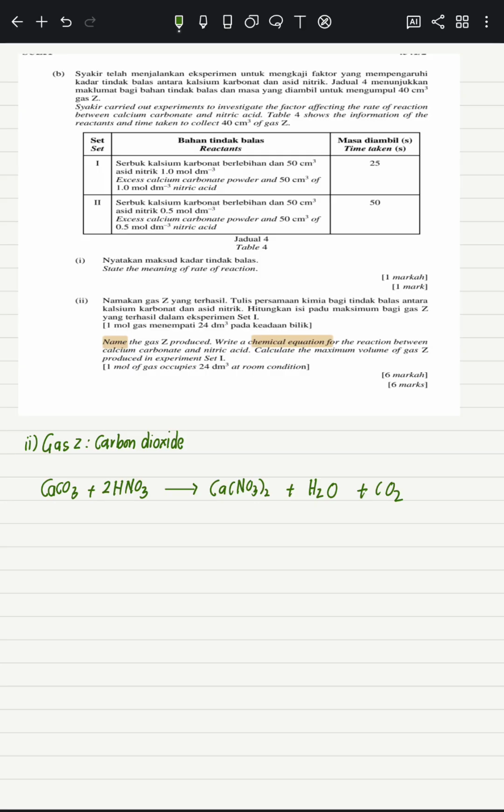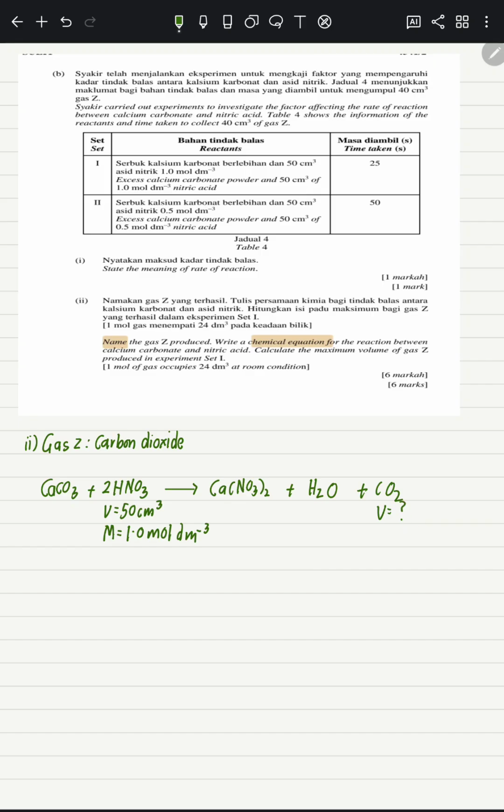And now we go for the main part. We have to do the maximum volume calculation for set 1. So for set 1, what information do I have? I have information about nitric acid, so I can write V equals 50 because 50 cm³ is showing the volume, and molarity is 1.0 mol dm^-3. And what do I want to find? I want to find the maximum volume of gas Z, and gas Z is carbon dioxide.